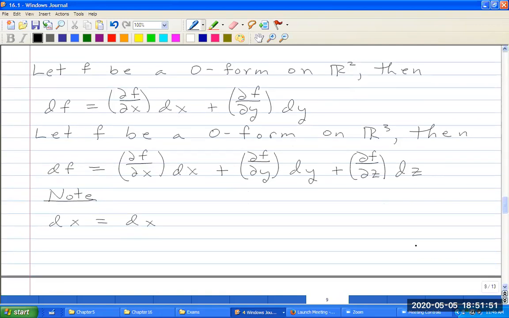Note that dx is just equal to the partial of x with respect to x, 1, times dx. So the exterior derivative of x is just dx. And so this notation is what you would think it should be.